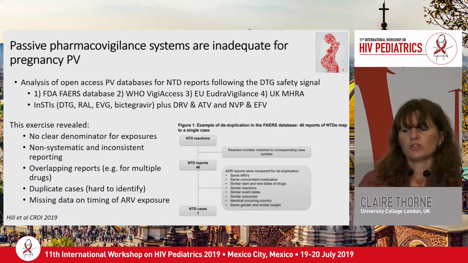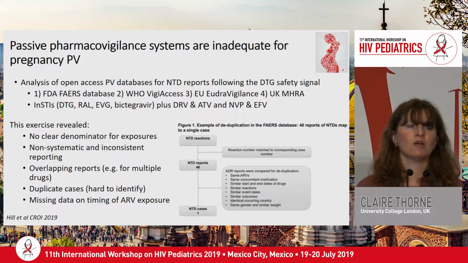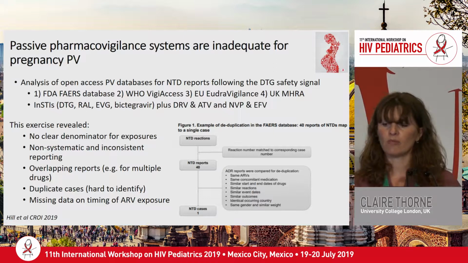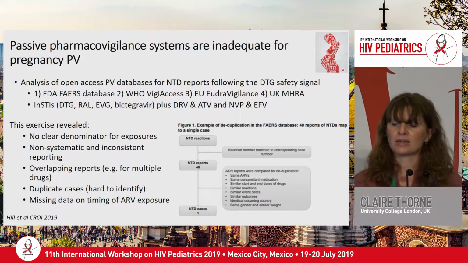So moving on to passive pharmacovigilance systems, which I mentioned before. And of course, this was the first place that people looked following the Dolutegravir signal. This work done by Andy Hill and colleagues, where they analysed data from open access pharmacovigilance databases, as you can see from the list here, really demonstrated that these databases are inadequate for pregnancy pharmacovigilance.